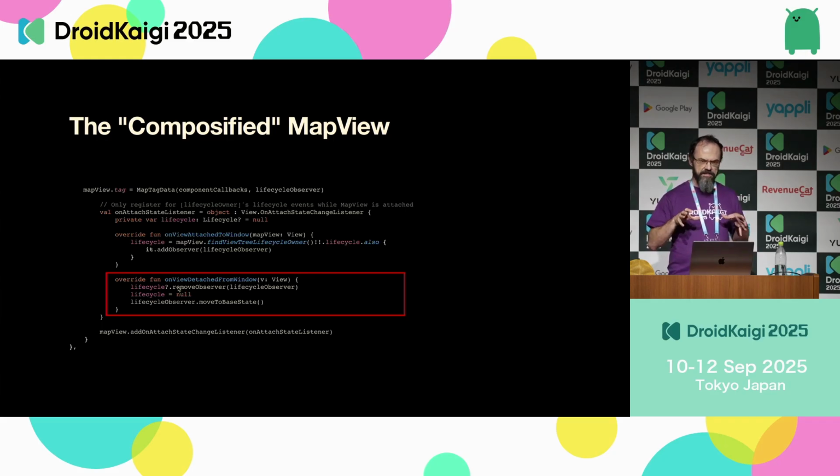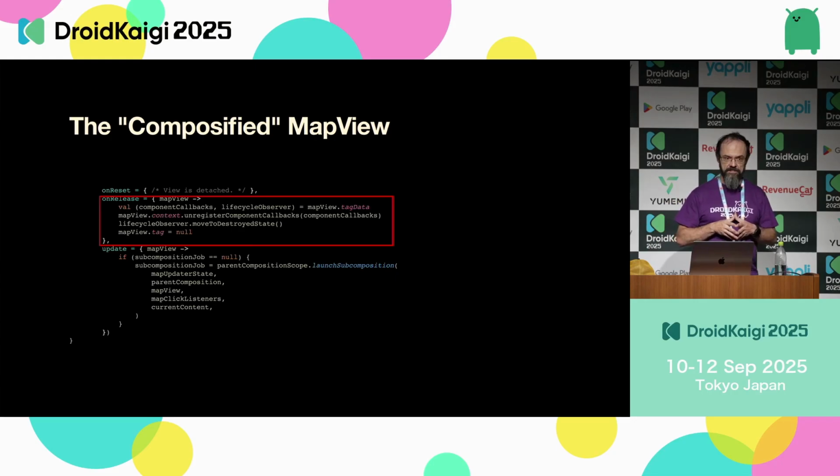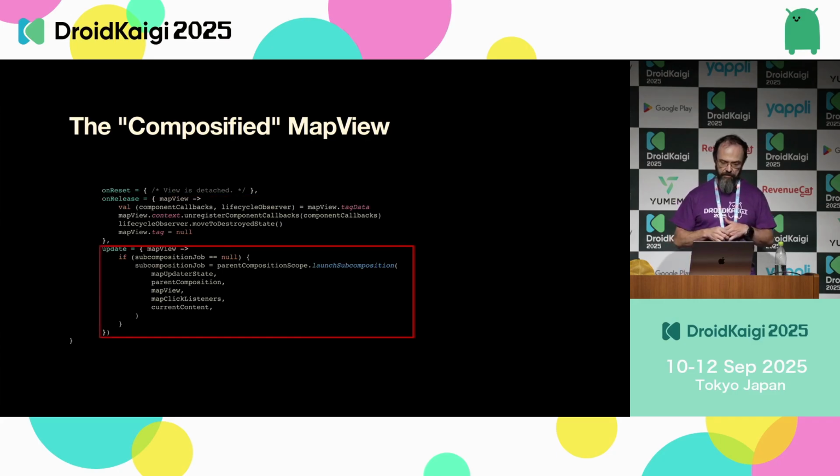Let's see what this base state is and which other states we have. And we have this couple of methods here that I'll also showcase. As mentioned, we have the onRelease method. This is being called for shutting down the map. So we can see that we set the tag as null. We move the lifecycle observer to the destroyed state. And we have the update method. This method gets called on a recomposition. So we need to make sure that the map updates its components to reflect changes on listeners or the current content or whatever.